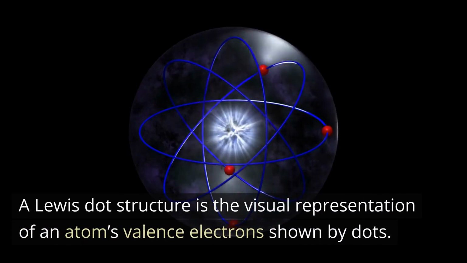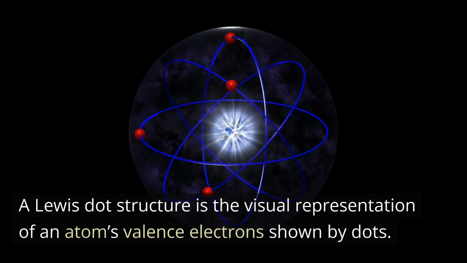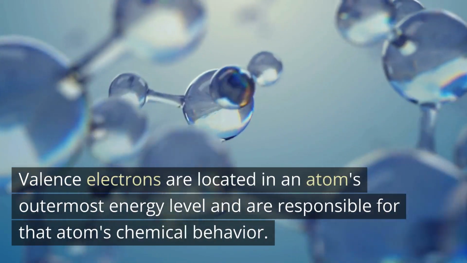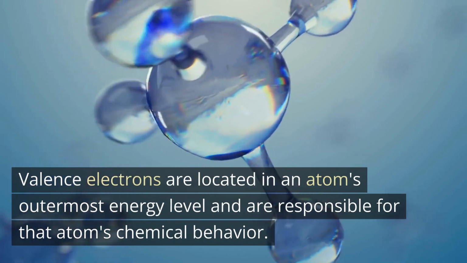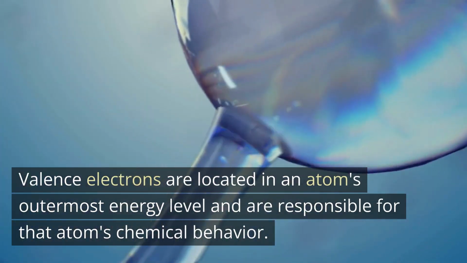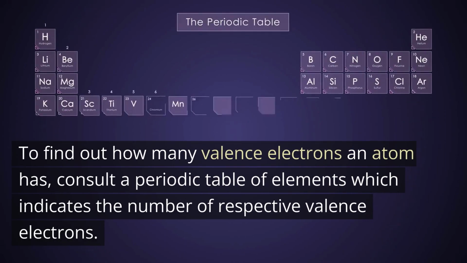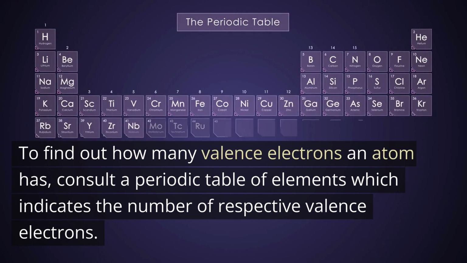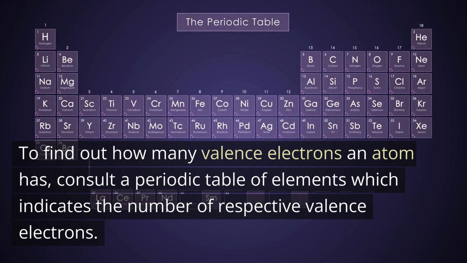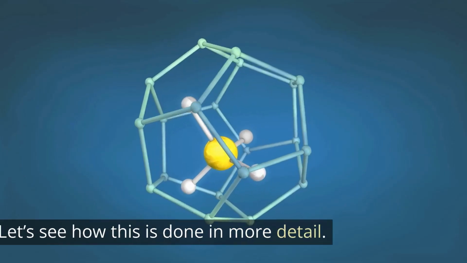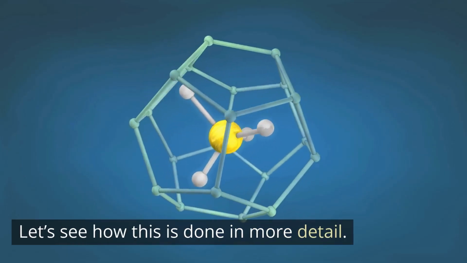A Lewis dot structure is the visual representation of an atom's valence electrons shown by dots. Valence electrons are located in an atom's outermost energy level and are responsible for that atom's chemical behavior. To find out how many valence electrons an atom has, consult a periodic table of elements, which indicates the number of respective valence electrons. With this information to hand, you can easily draw a Lewis dot structure. Let's see how this is done in more detail.